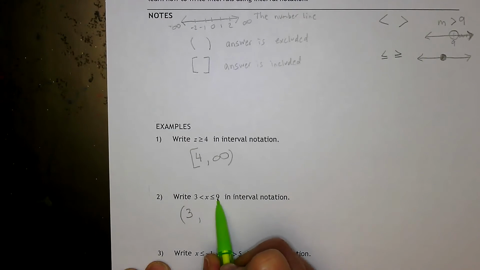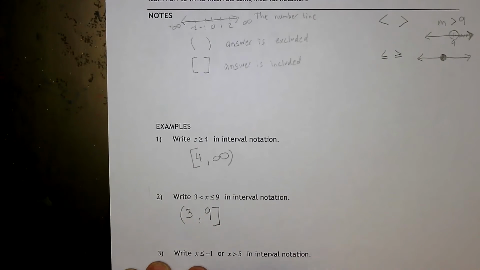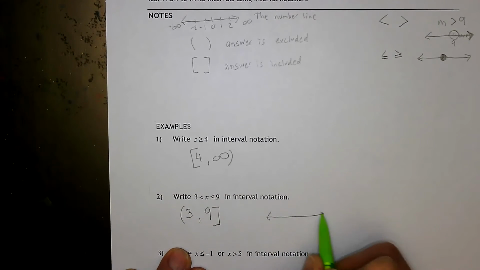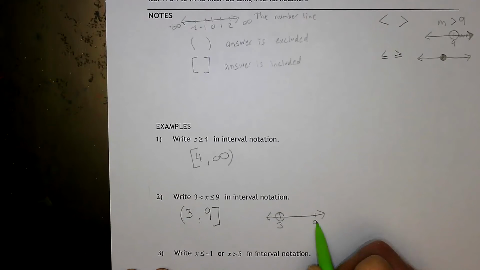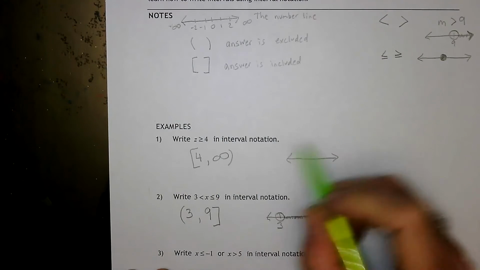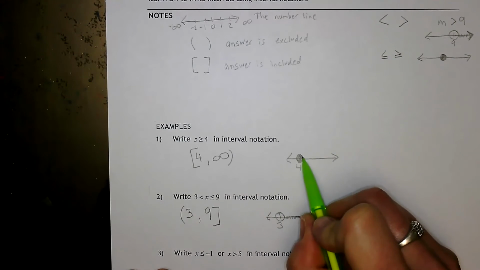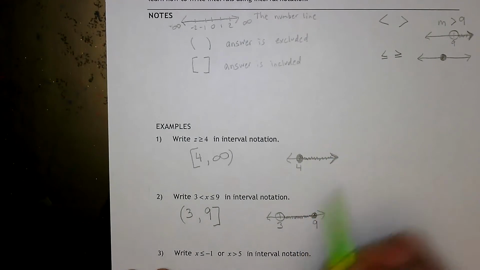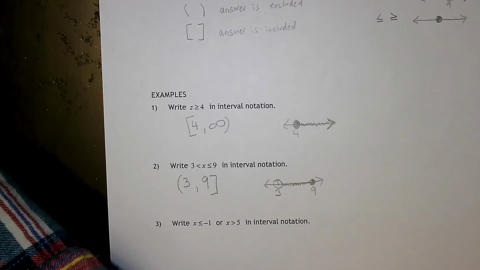But we do want to include 9. That is included. So we are going to use brackets for 9. Now, if we were to graph this on the number line, 3 would be our smallest value, and we would use an open dot. 9 would be our greatest value, and we want to include 9, and then our solutions are every single value in between. I forgot to graph number 1. So this would show that 4 is our smallest value, and we want to include it, and we include everything all the way up to positive infinity. All right, moving right along.